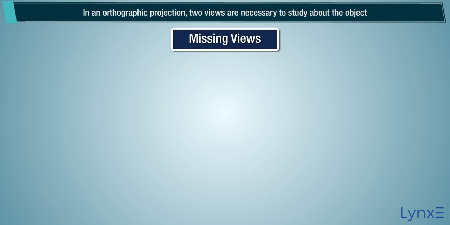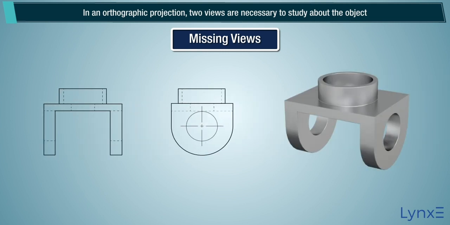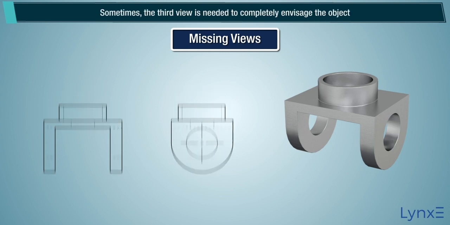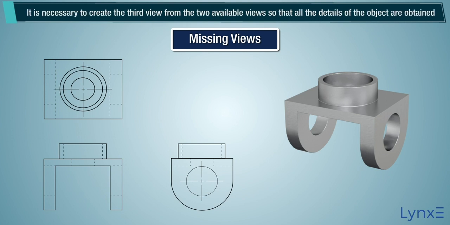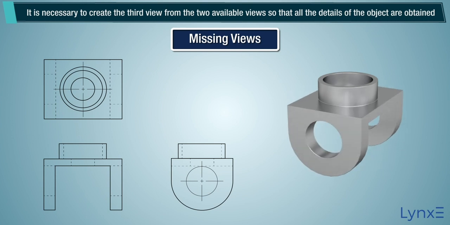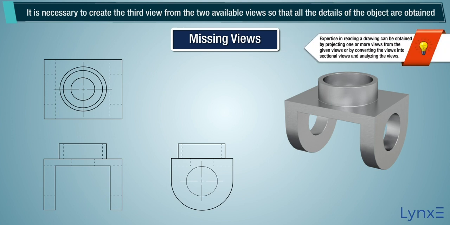Missing views. In orthographic projection, two views are necessary to study or understand the nature of the object. Sometimes, the third view is needed to completely envisage the object. It is necessary to create the third view from the two available views, so that all the details of the object are obtained. Note: expertise in reading a drawing can be obtained by projecting one or more views from the given views, or by converting the views into sectional views, and analyzing the views.